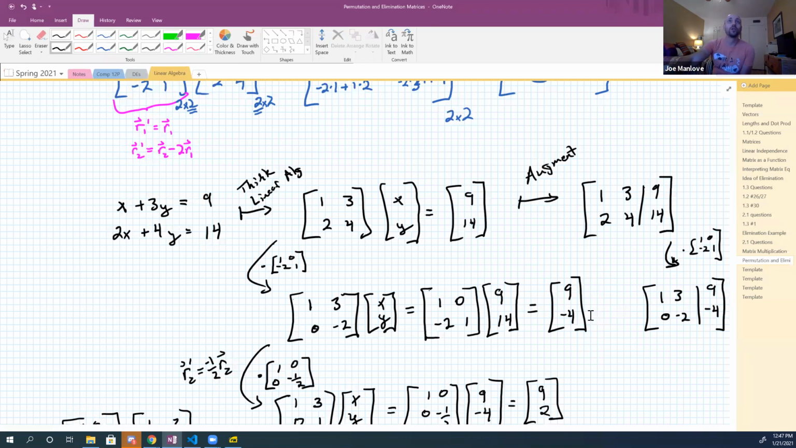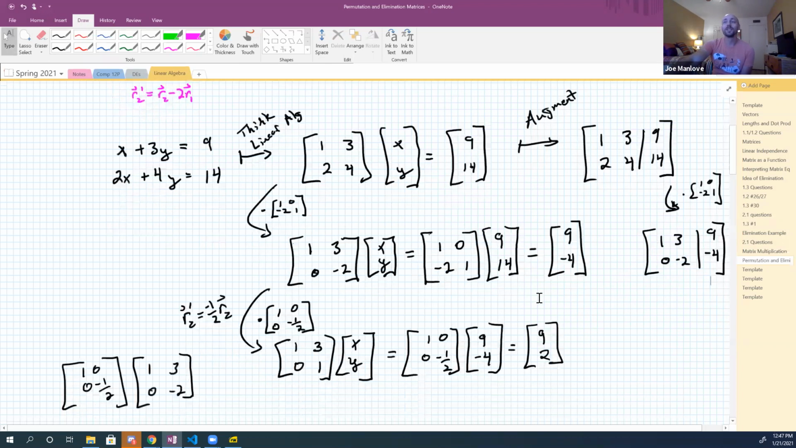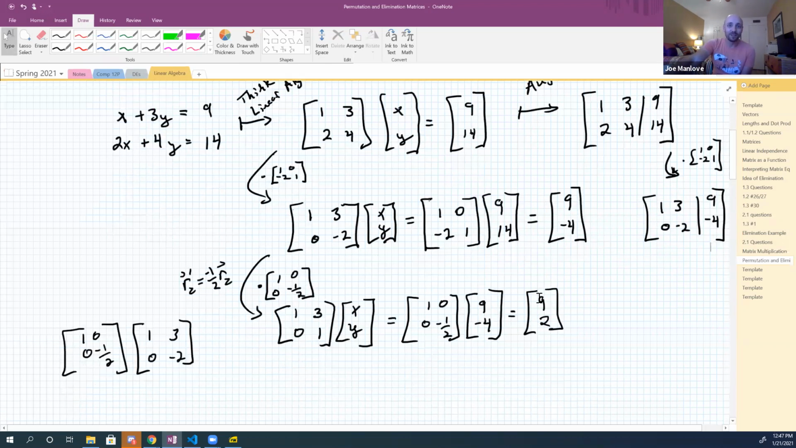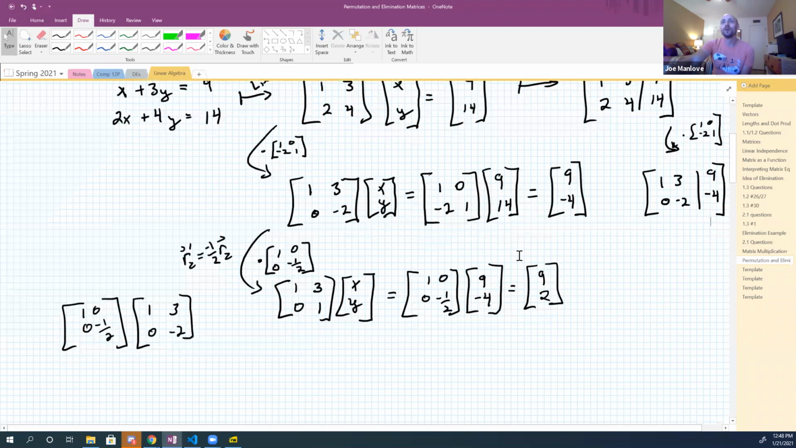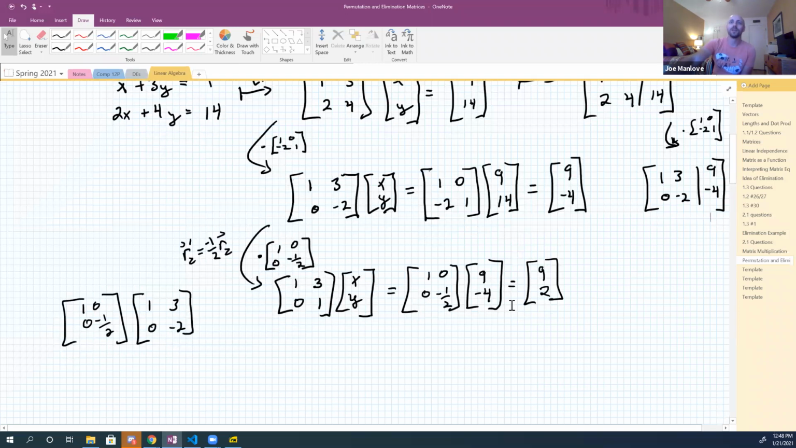Now, the good news is that there's a button on your calculator to do most of this. So ultimately here at the bottom, I would get to the augmented matrix 1, 3, 0, 1, augmented by 9, 2. Guys with me on that?